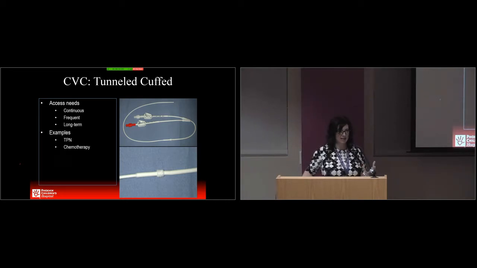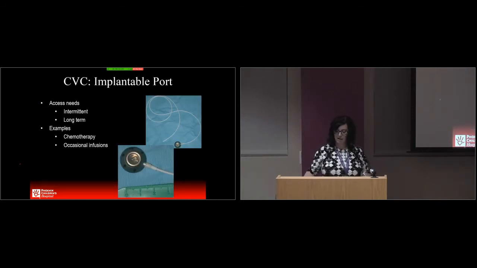So if a patient needs TPN continuously, this would be a good choice for the catheter. You just need something you can access continuously. Or if it's chemotherapy, for instance, and they're going to have access multiple times in a week, this is a good choice. An implantable port is used when you need less frequent access. It could be weekly, it could be monthly, but you still need long-term access or they have difficult venous access. So this is used for patients getting chemotherapy and then occasional infusions.